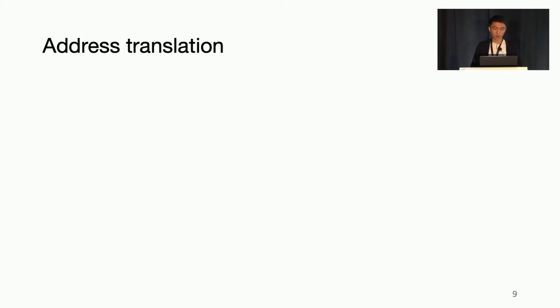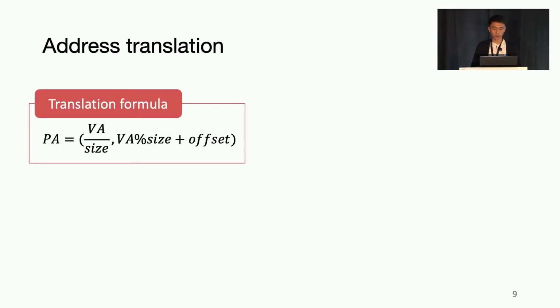So how is a virtual address, VA, translated into a physical address, PA? The physical address consists of two parts: the array index, which can be calculated as VA divided by size, and the slot index, which can be calculated as VA mod size plus offset.